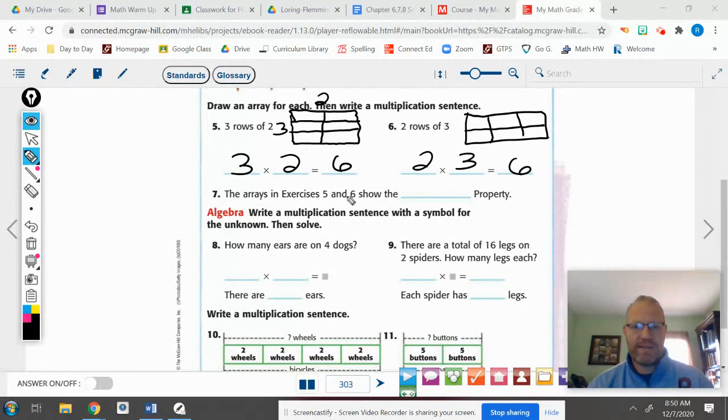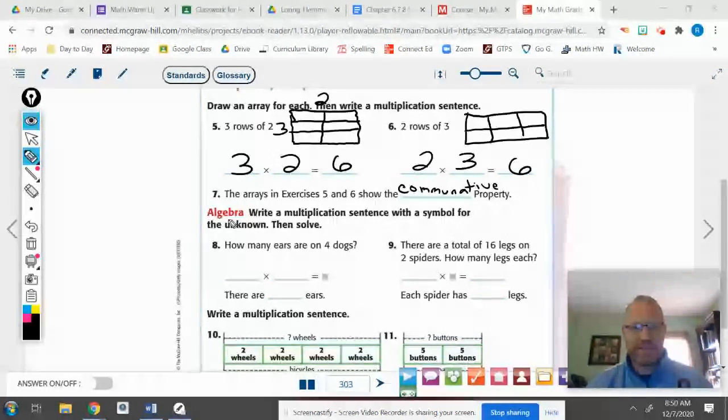The arrays in exercise 5 and 6 show which property for showing 3 times 2 and 2 times 3 equals 6? I hope you can remember this property because they keep tagging it, which means you'll see it in a test. Commutative property is showing that the factors can be flipped, just like in addition the addends can be flipped.